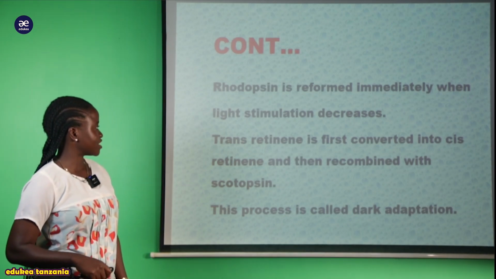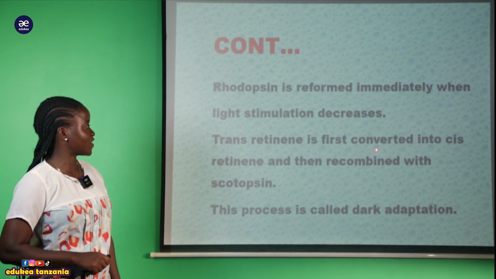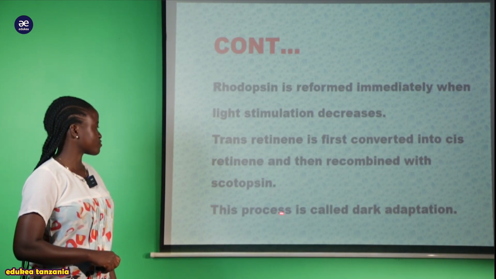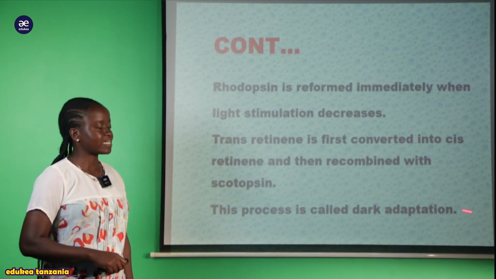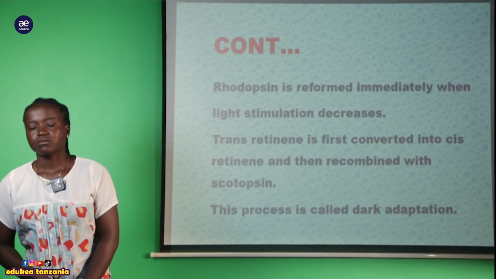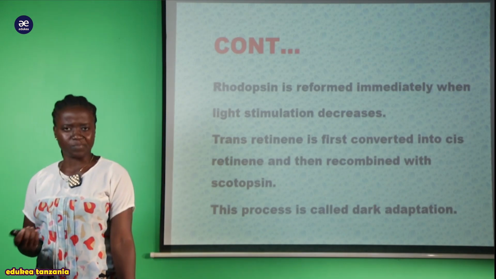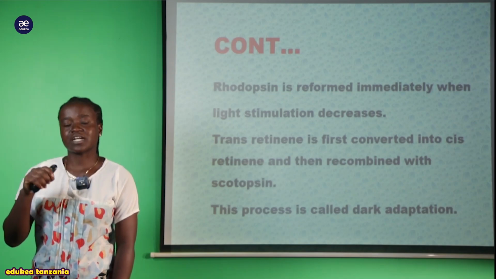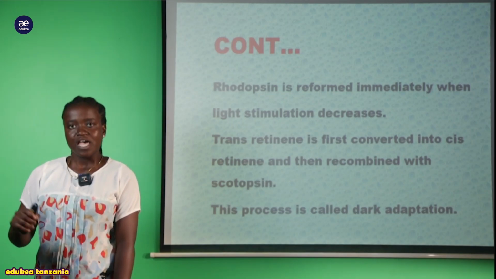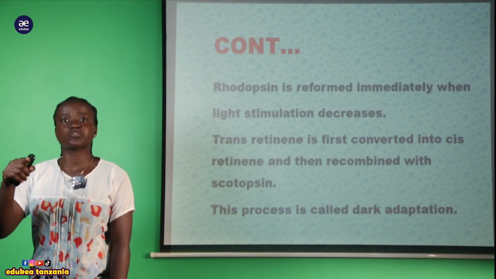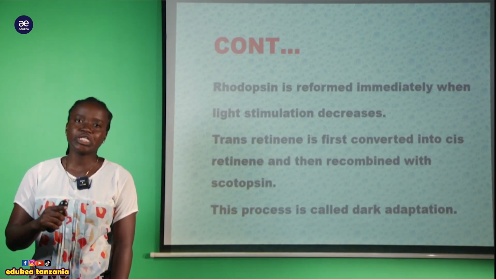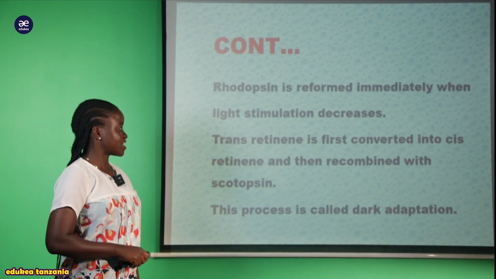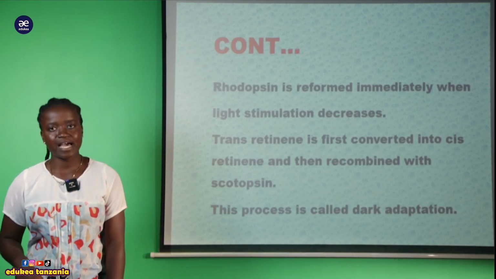So now we can say that retinene is first converted into a cis retinene and then it combines with scotopsin. So this process is called the dark adaptation. So remember, all of these bleaching processes and so on are taking place during a dark time, since this rhodopsin is found within the rods, and the rods are very sensitive during small light content, or during dark content, or during night. So that's why we can say that that process is called the dark adaptation.